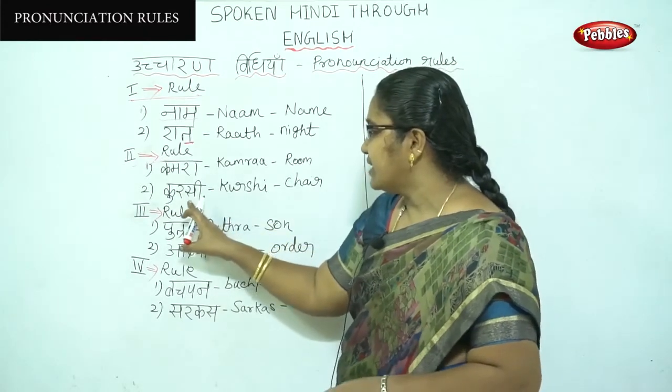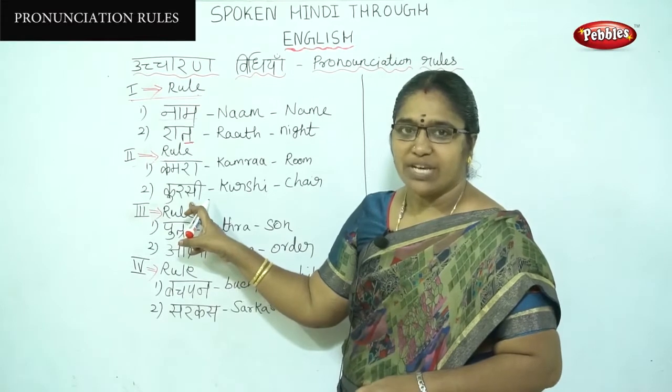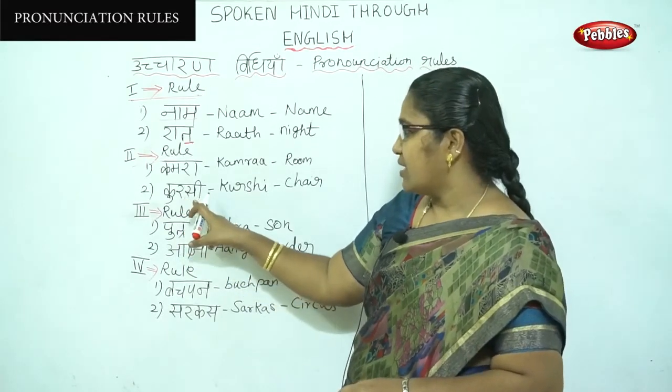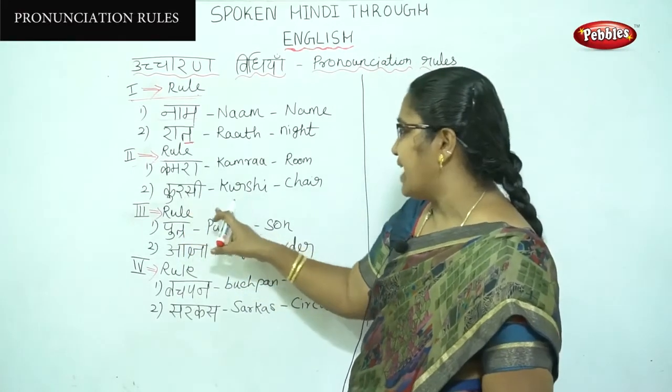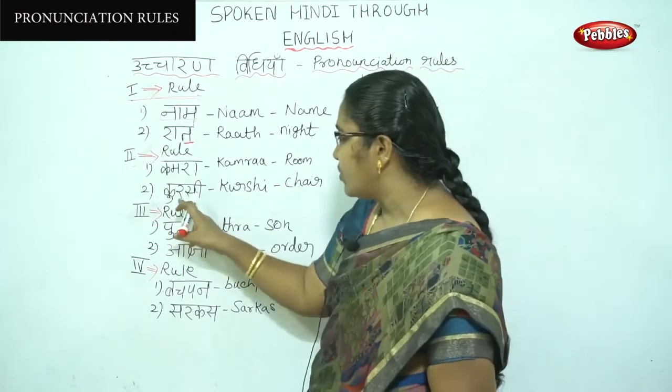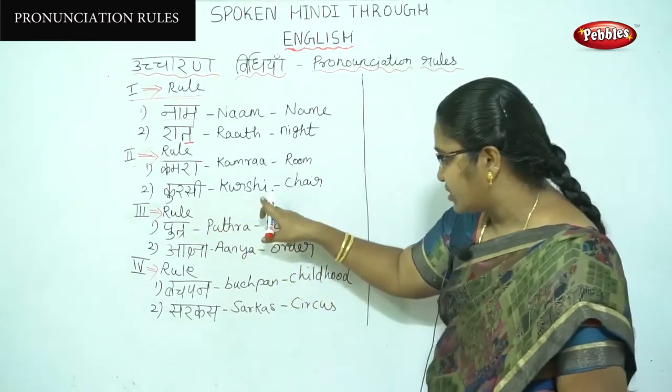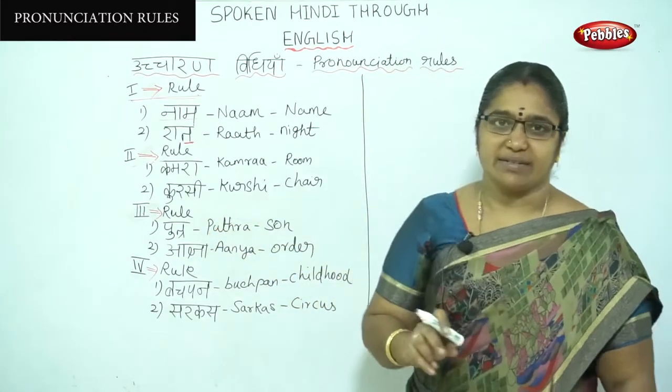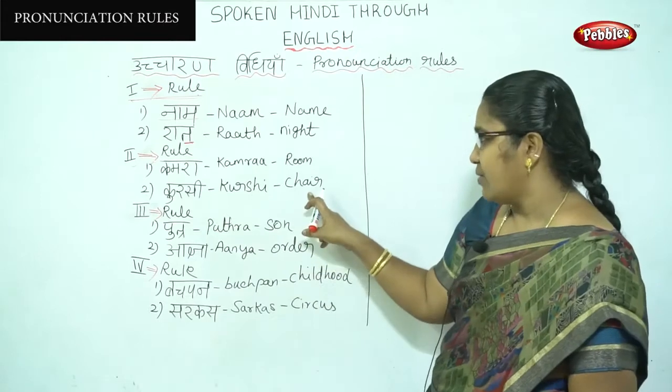See, the last letter has a long sound. Okay, C, long sound. So, we have to pronounce it as kursi. Pronunciation is kursi. The meaning is chair. Okay.